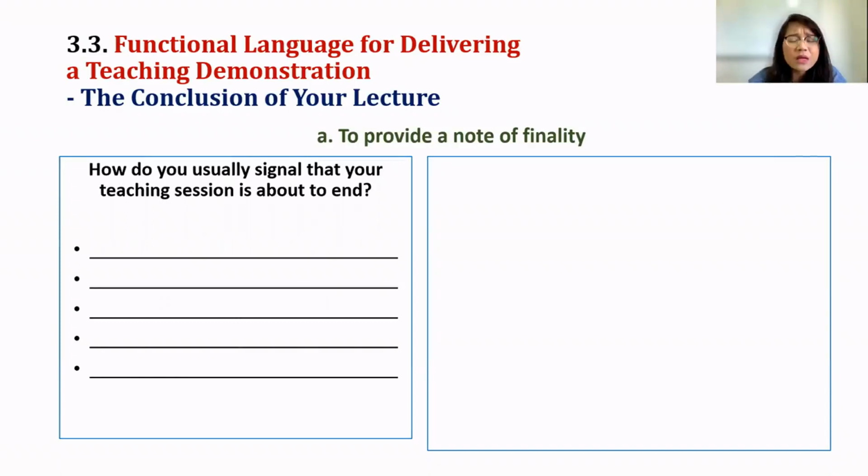Or if you haven't had any teaching experience, you can answer this by taking a look at how your lecturers or your professors that you have met so far usually give you signals that the teaching session is about to end. Write down at least 5 different things, different points, different statements for this.